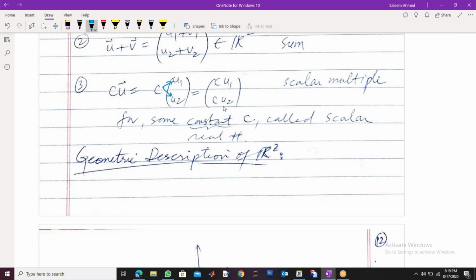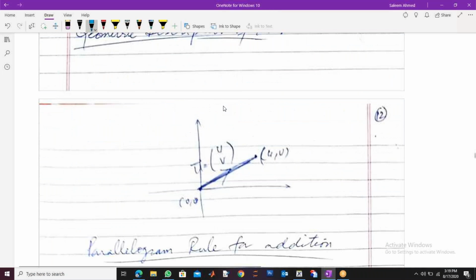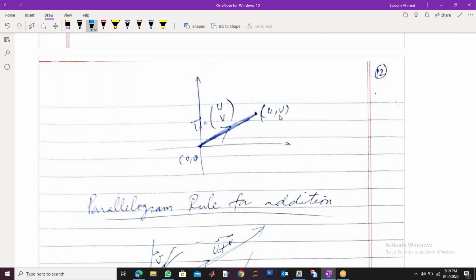How can we see them geometrically? So this is the description of any vector. You know that if you have a point (u, v), then what you do is go u distance in the x direction and v distance in the y direction, right? If you go u units in the x direction and you go v units in the y direction, then you reach this point (u, v). This is the point (u, v).